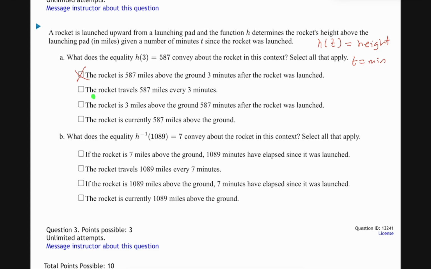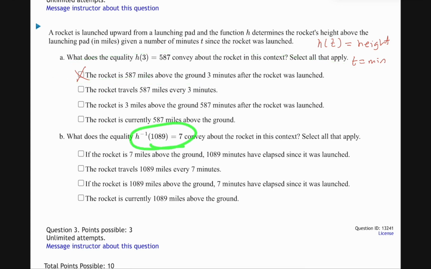Now, this is not correct because we don't know if it was a constant rate of change. This, they're switched, so that one's out. That one's out, that one's out. And then, yes, it's above the ground 587 miles at the 3-minute mark, but it didn't convey the two together. So I think the only answer we want is this one.